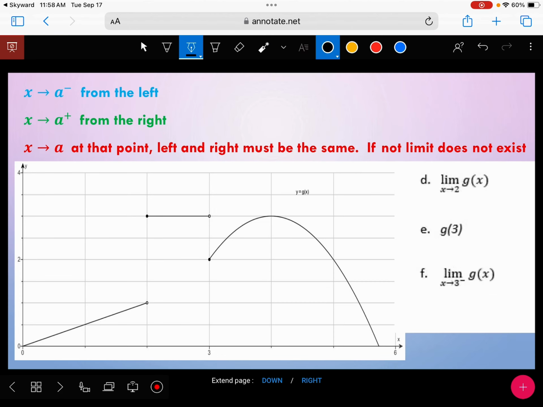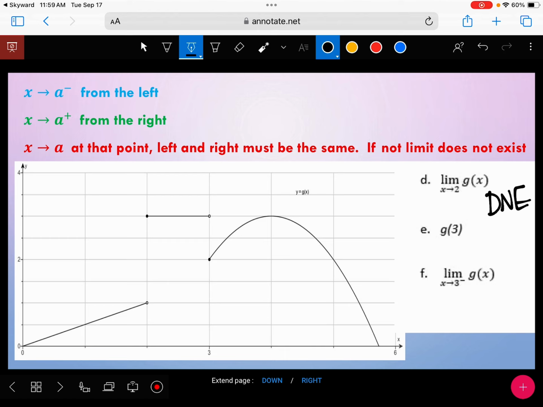Now that means at 2, because the left and the right were different, the limit at 2 is DNE. We don't have a limit at 2 because what the graph is doing on the left is different than what it's doing on the right. And we have to reach an agreement to have a limit. D and E. If it's a jump or an infinite, it's D and E. At the point, though, the left and the right is not the same as at the point.